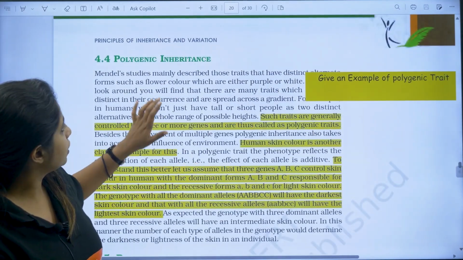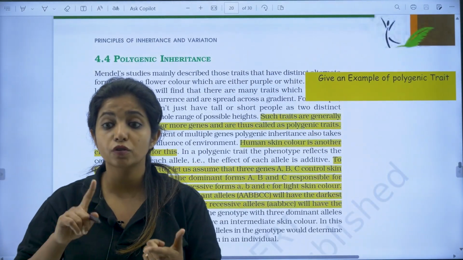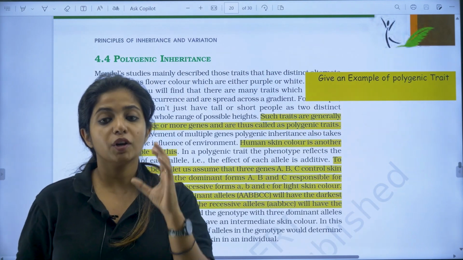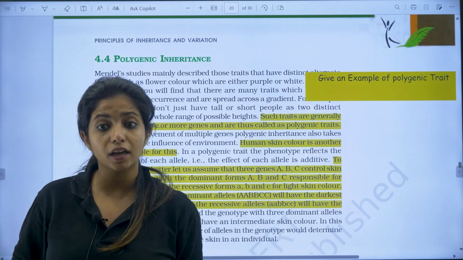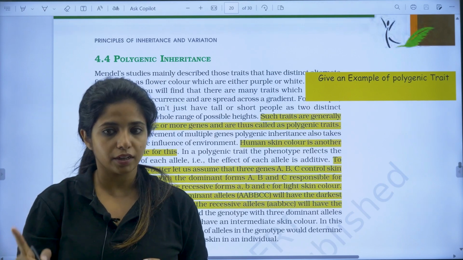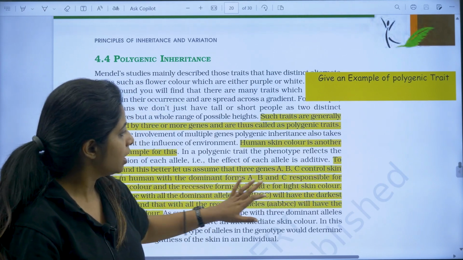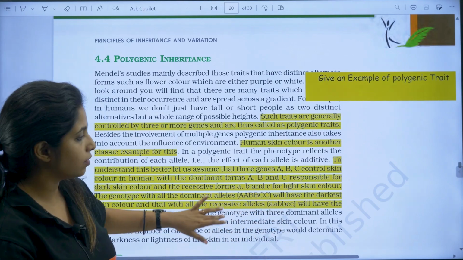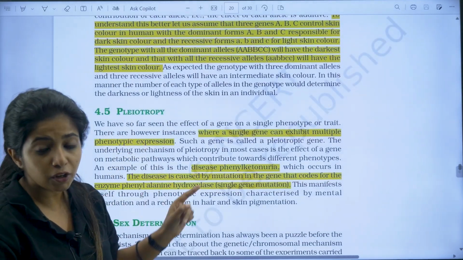Now over here we have come to polygenic inheritance. You should be knowing the example of a polygenic trait. Example is your skin color. What do you mean by polygeny? Basically different genes are there coding for one particular character. So you should be knowing about the ABC genes: what happens if capital ABC comes together, and what happens if small abc comes together. You should be knowing about that. Over here pleiotropy is given.